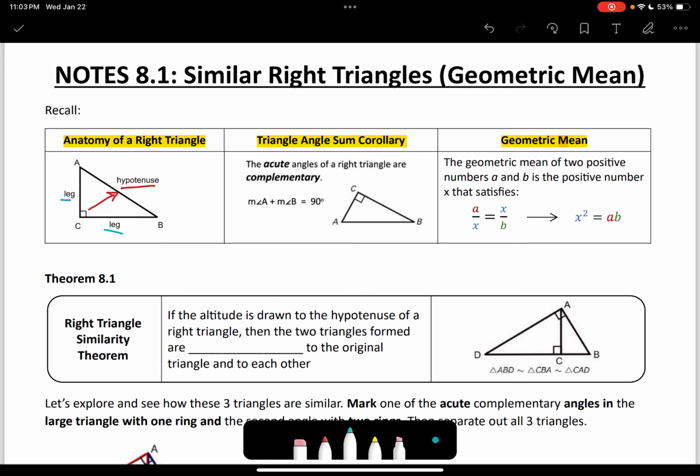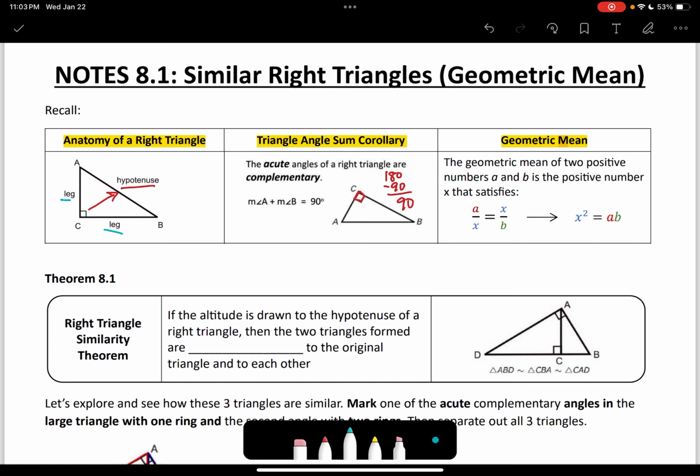Now, next, we want to go over something known as the triangle angle sum corollary, right? So what a corollary is essentially a direct result from a theorem. So our triangle angle sum theorem says all three angles in a triangle add up to 180, well, a direct result of that, or a corollary of that, would be in a right triangle, right? Notice here that we got the right angle. Now, if I were to take away the right angle, the 90 degrees, from the total sum of all three angles, we're left with 90 degrees.